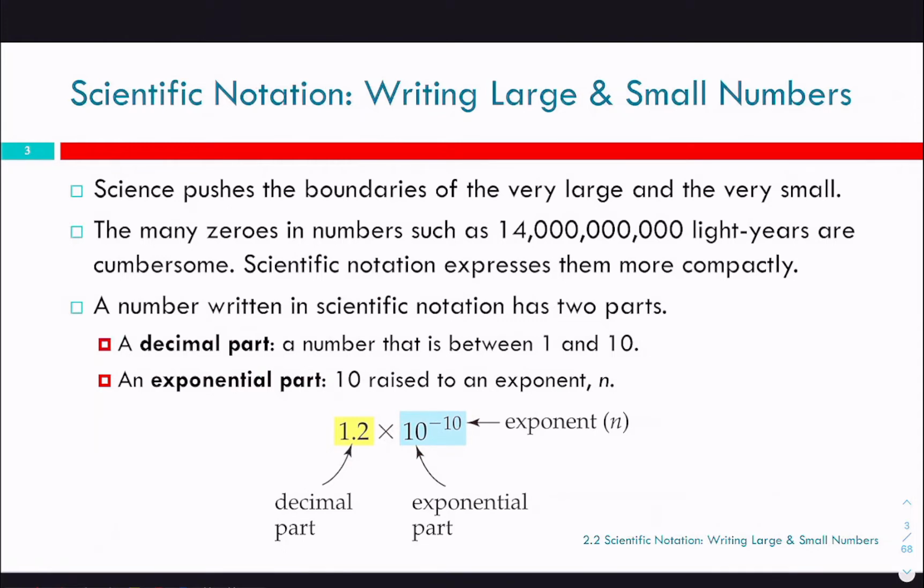so the decimal part is telling us the significant number of digits that we have to work with. The times 10 to some power is telling us how many zeros are behind that. So it's sort of truncating these 9 zeros here for 14 billion.